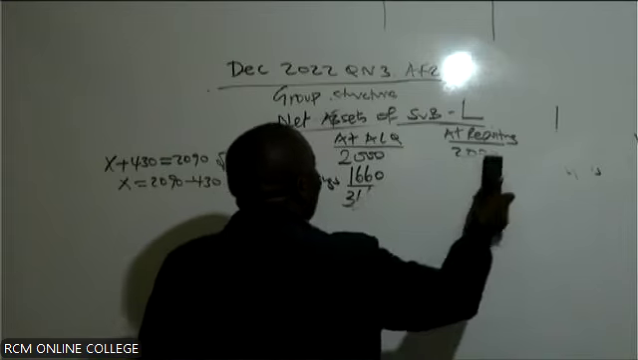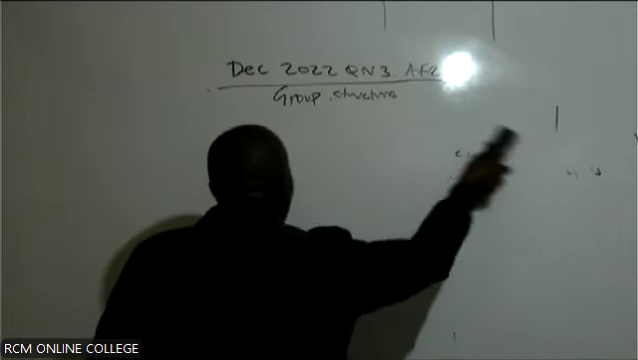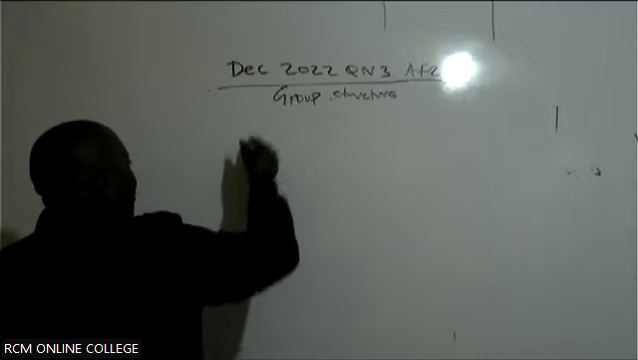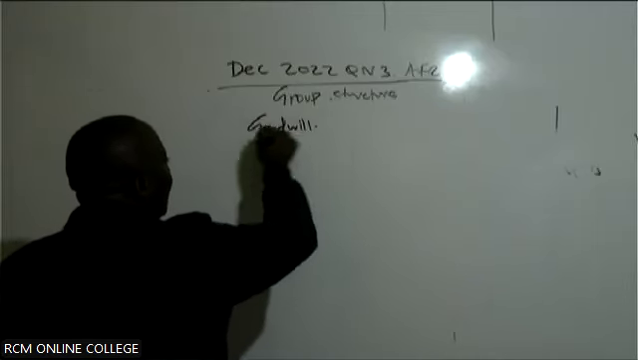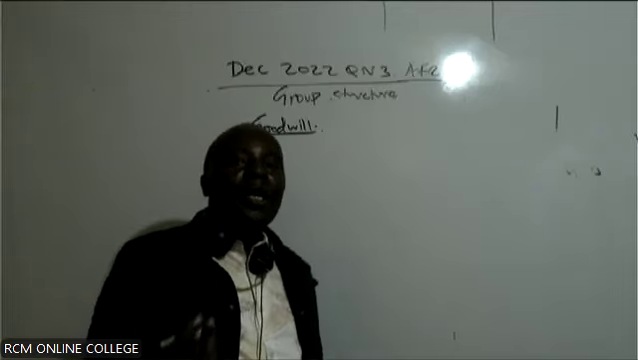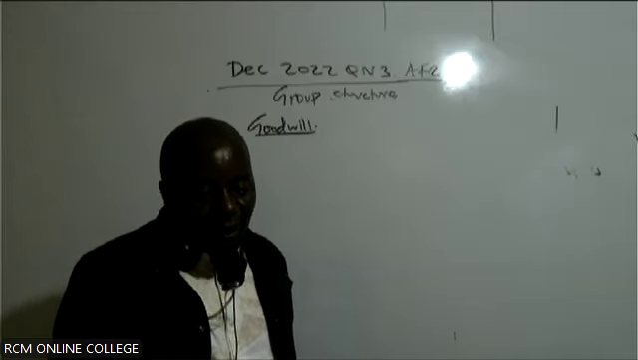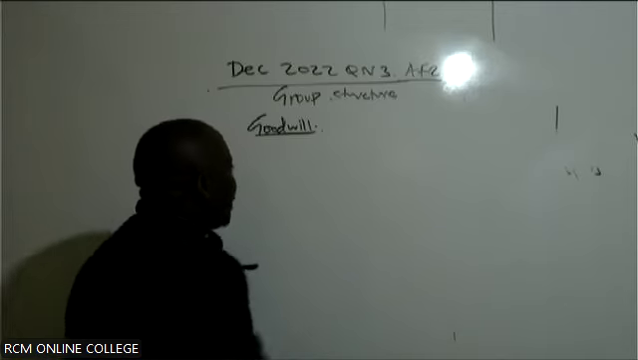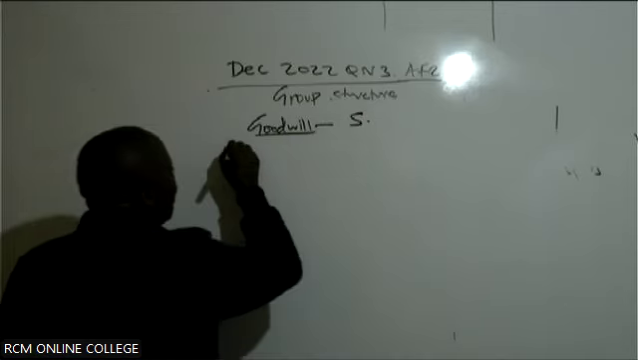Now then, ladies and gentlemen, if I'm the one doing this, I will straight away go and get goodwill. How do we get goodwill? It is the purchase consideration less net assets at acquisition. So give me the purchase consideration. We start with goodwill in the first one called S, purchase consideration.